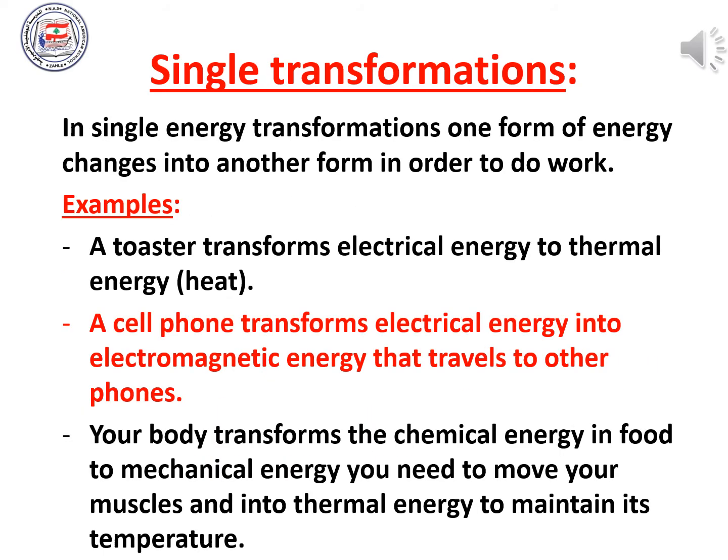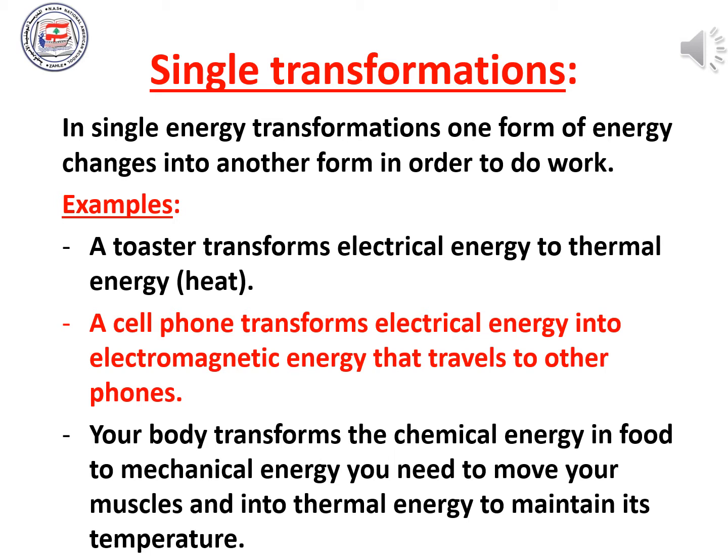Single transformation. In single energy transformations, one form of energy changes into another form in order to do work. So only one form changes into another form. It is one transformation, a single transformation. Examples. A toaster transforms electrical energy to thermal energy, which is heat that we use to toast our bread. A cell phone transforms electrical energy into electromagnetic energy that travels to other phones. So we need to transform the electrical energy into electromagnetic energy to send signals to other phones.